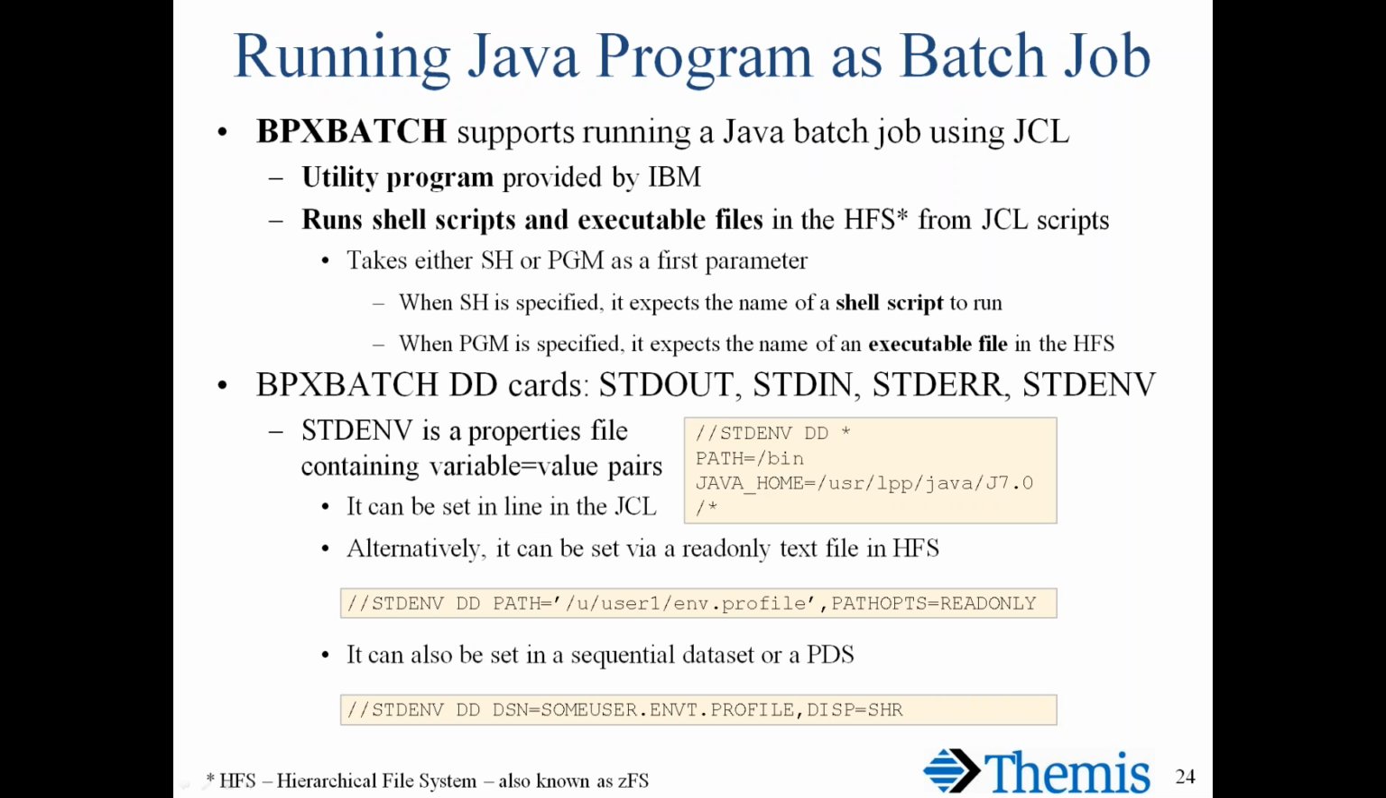So BPXBATCH is the oldest and least capable of these approaches to do that. It uses a variety of DD cards that allow you to run your Java program either from a shell script or as an executable. And in any case, you need this STDENV, the standard environment DD card, to identify where your environment variables are. I'll show you a brief look at how that file looks. There's an inline version in the top box that shows a path and a Java home, but there'll be much more in that file that is referenced in the env.profile in the other two boxes below.